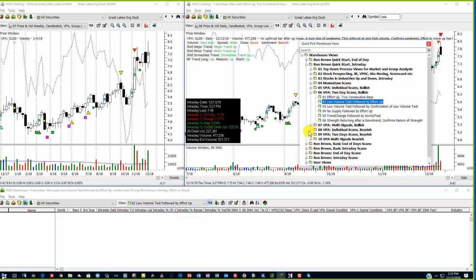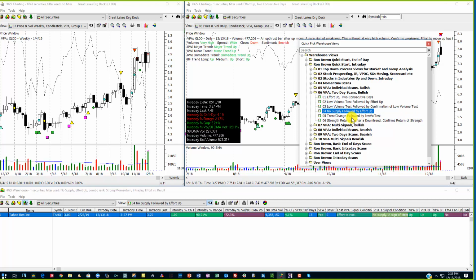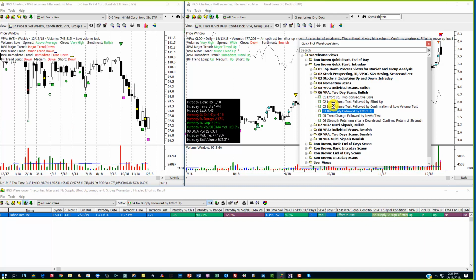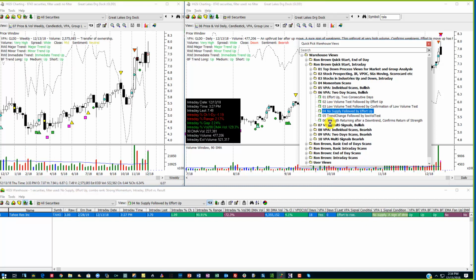Low volume test followed by an effort up, not a single stock. Low volume test followed by a confirmation of low volume test, nothing there. No supply followed by effort up. Now, generally, you're going to get some stocks, but this is such a screwy market. I'm seeing a lot of these with very few stocks. So no supply followed by an effort up.